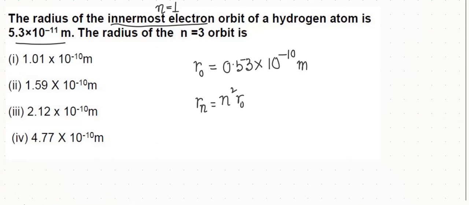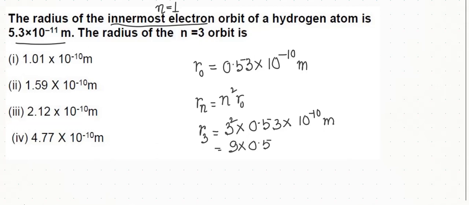Now if I do it for n equal to 3, then R3 equal to n square, that is 3 square multiplied by 0.53 × 10^-10 meter. So 9 multiplied by 0.53 × 10^-10 meter.